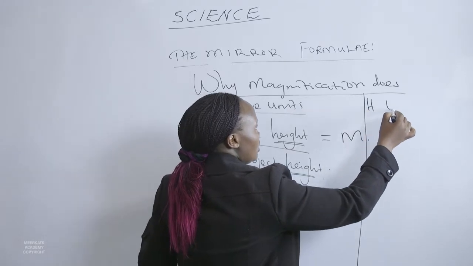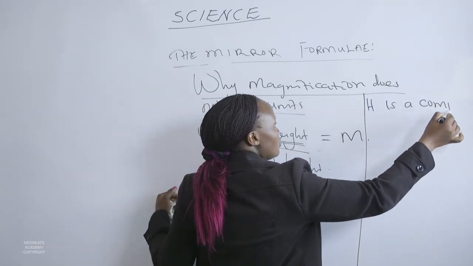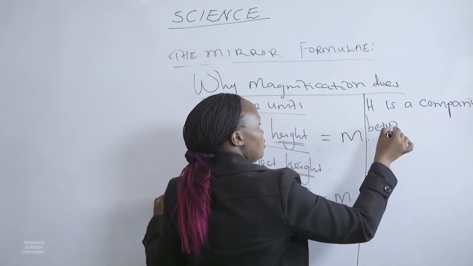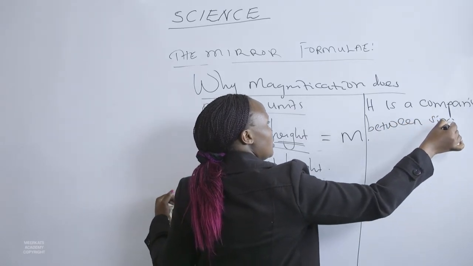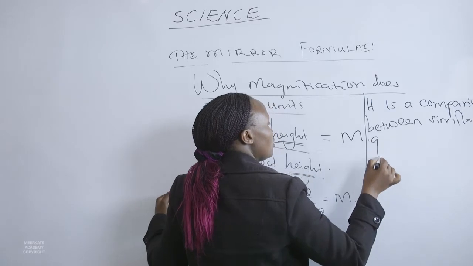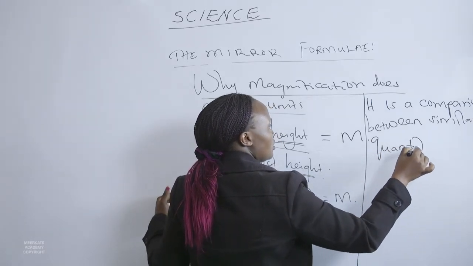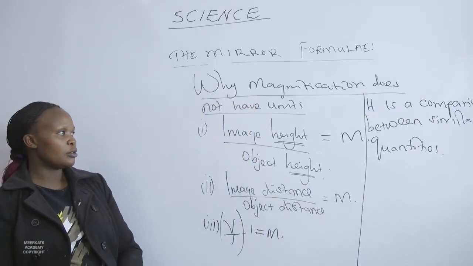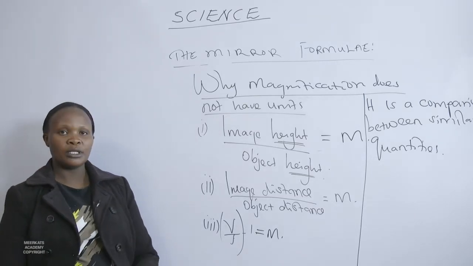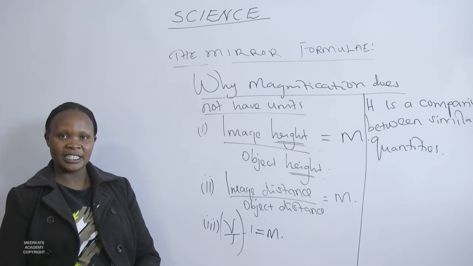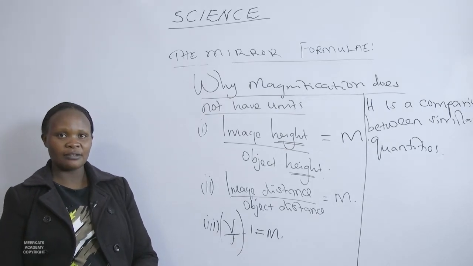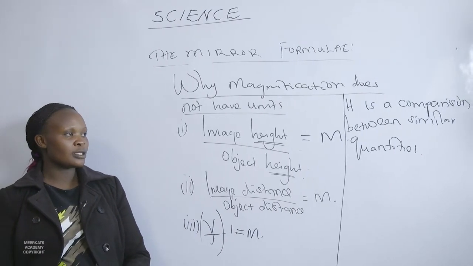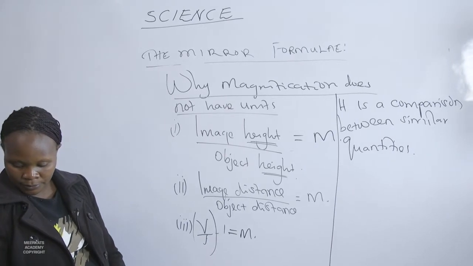So we say it is a comparison between similar quantities, and for that reason we say it does not have units. It doesn't have units because it's a comparison between similar quantities.